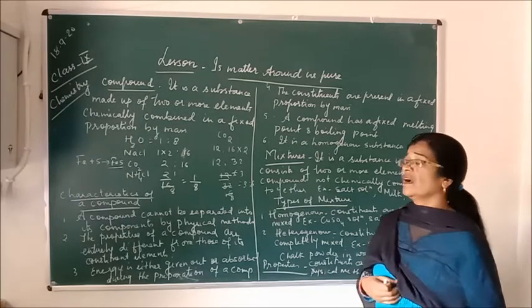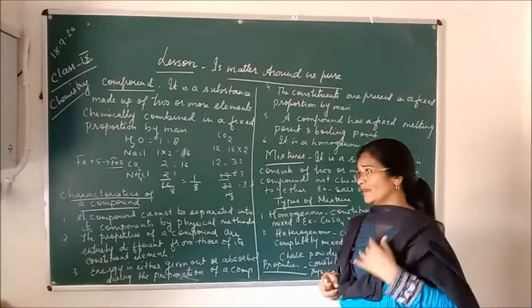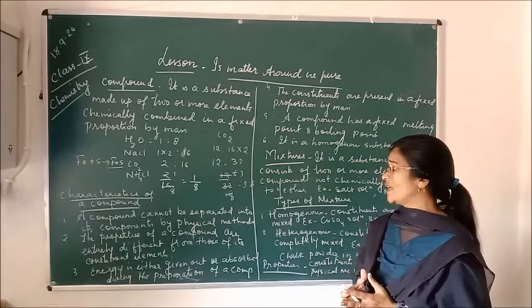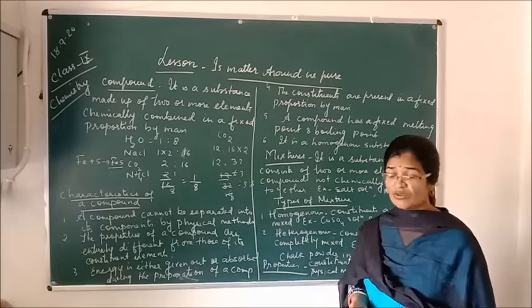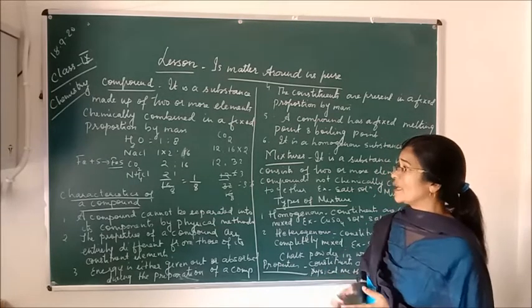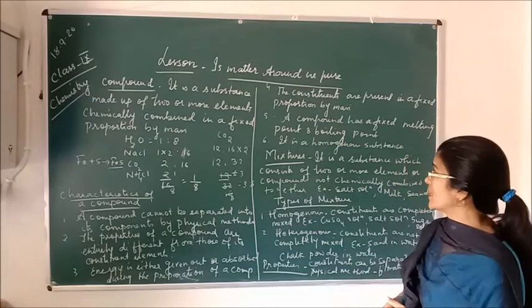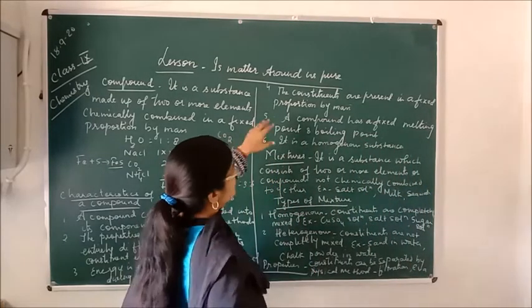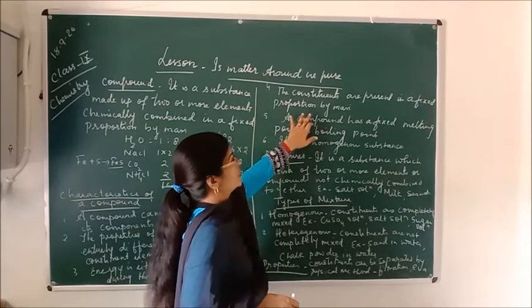So whenever we heat the iron and sulfur, a considerable amount of energy is either given out or absorbed in that chemical reaction. That is also one of the main properties of a compound. Now, the constituents are present in a fixed proportion by mass.